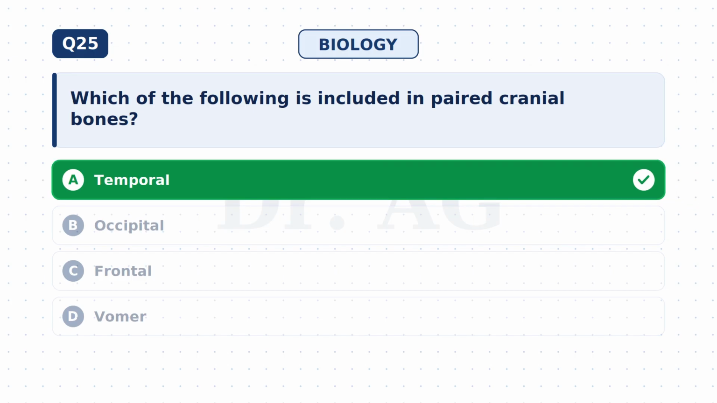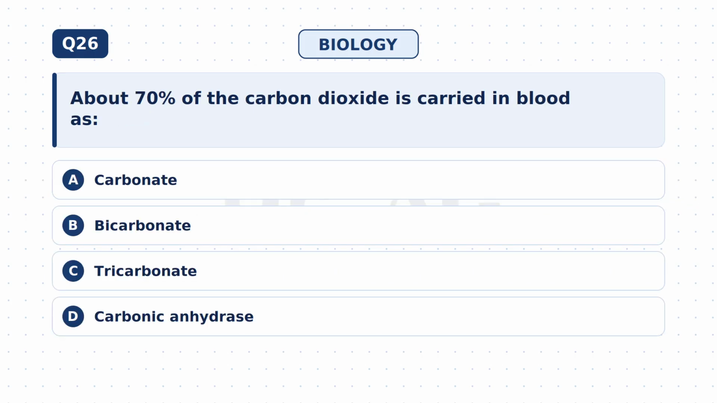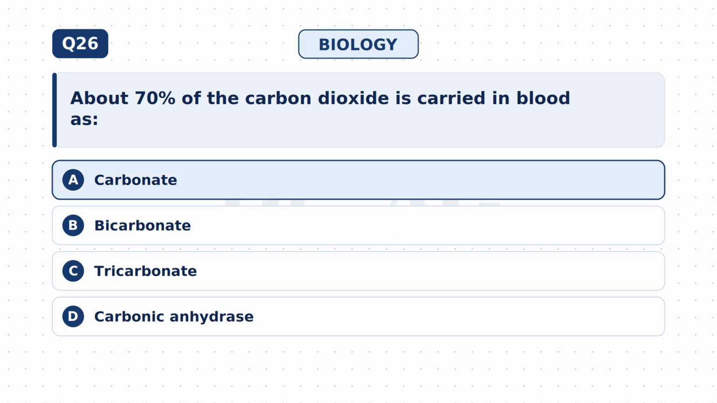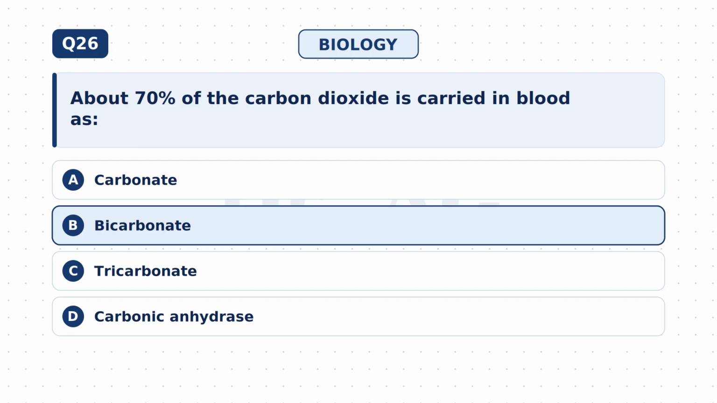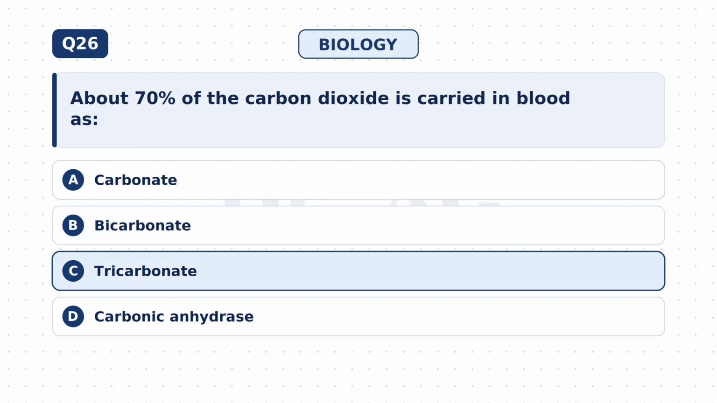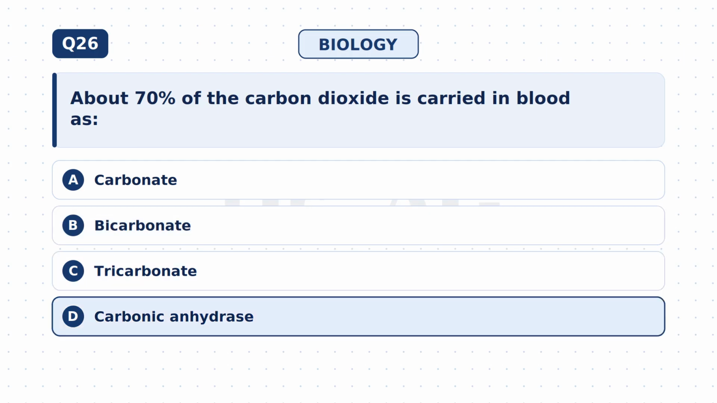The correct answer is A. Temporal. Question 26. About 70% of the carbon dioxide is carried in blood as: Option A. Carbonate. Option B. Bicarbonate. Option C. Tricarbonate. Option D. Carbonic anhydrase.